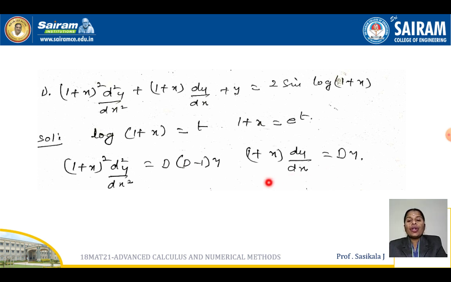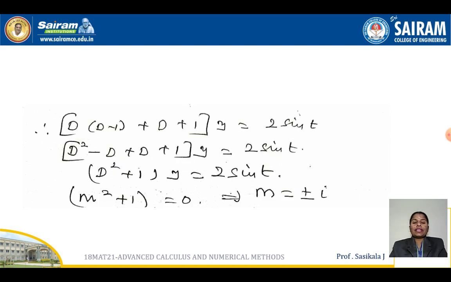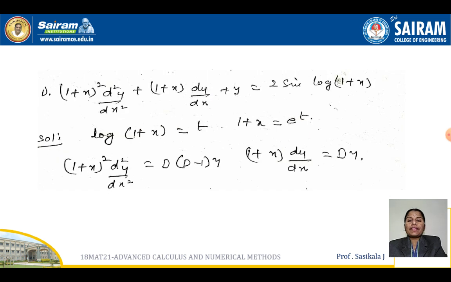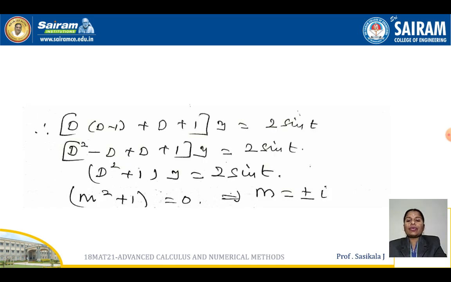So now you can substitute all these four into the given equation, both left side as well as right side, so that the complete equation will convert in terms of only t. First one, d into d minus 1 into y. So y I have written separately, plus 1 plus x into dy by dx. It is nothing but dy, so I'll get only d.